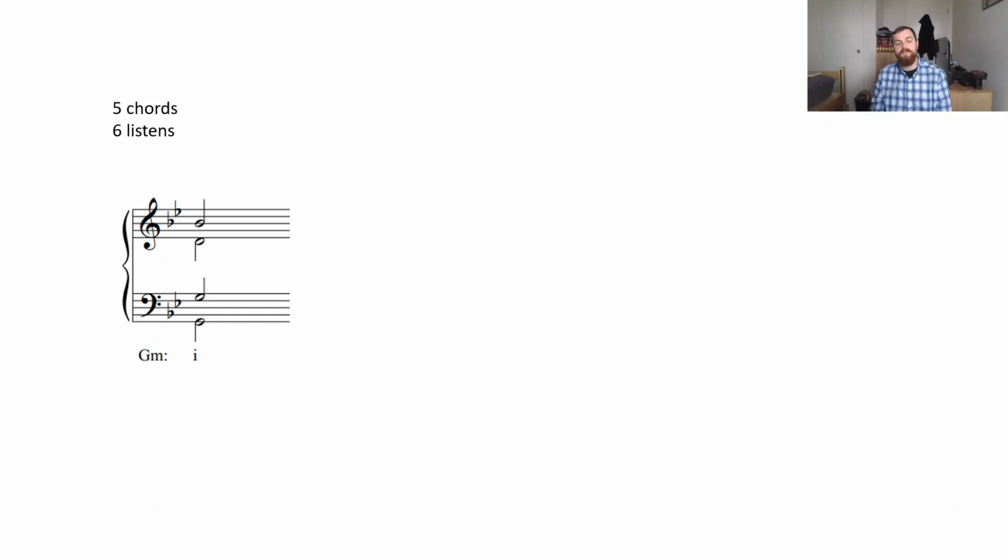Okay, so this is listen 5 of 6. 2 listens remain. At this point, you should have a good idea of what our cadence is. You should have most, if not all, of the soprano and bass line and have a pretty good idea of Roman numerals, and we're just polishing things up and catching inversions. So here we go. 2 listens remain. 1, 2, 3, 4.